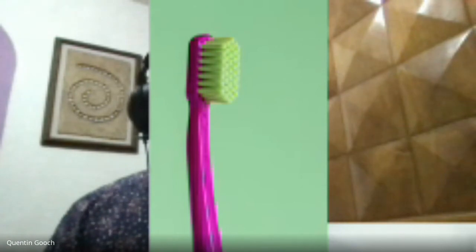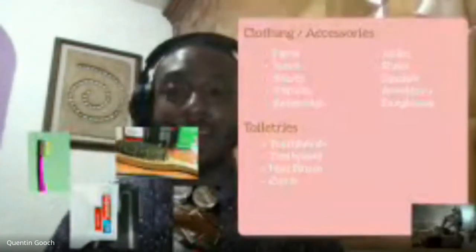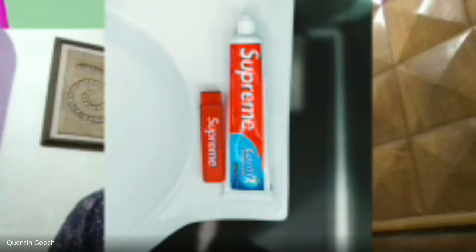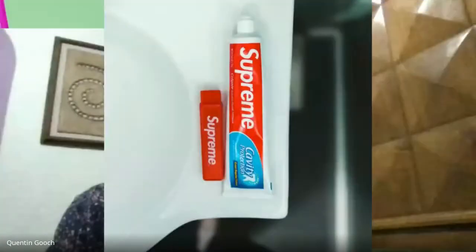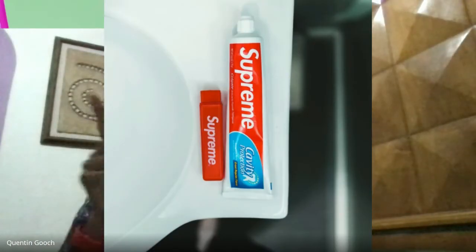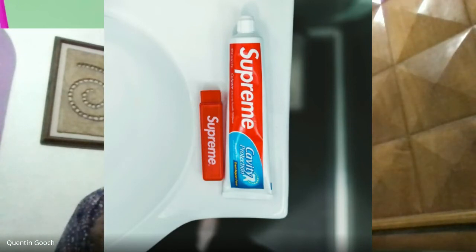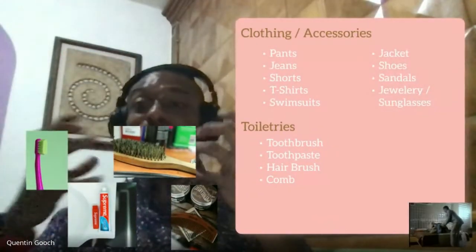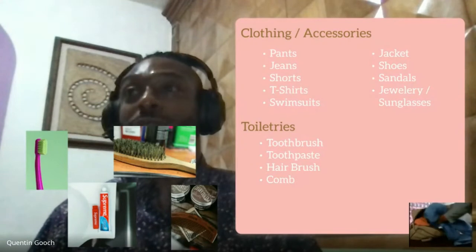And now let's see our next one. It goes with the toothbrush. Toothpaste. Yes, toothpaste. Good job. So we've got a toothbrush and toothpaste. Those are usually things that we bring on vacation. We pack them for vacation.